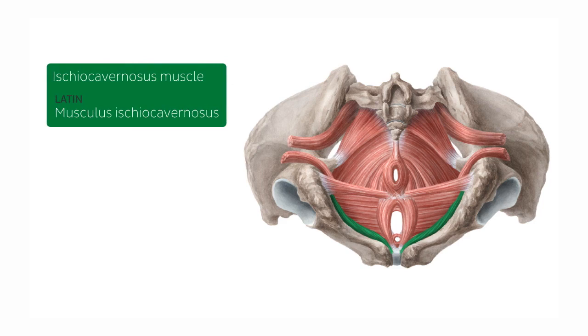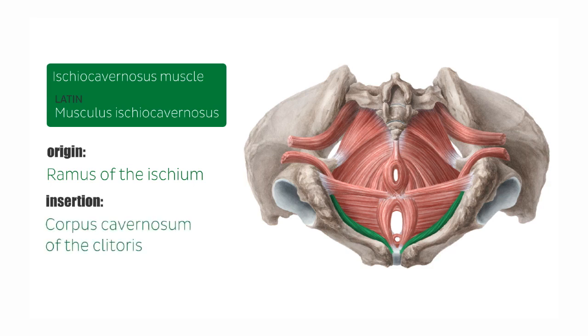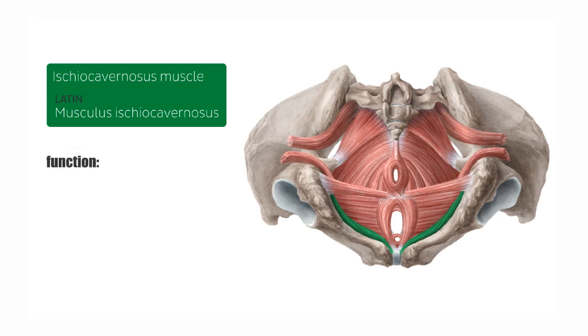Now, the ischiocavernosus is a muscle found just below the surface of the perineum, and in terms of origin point, it originates from the ramus of the ischium. The insertion of the ischiocavernosus will be the corpus cavernosum of the clitoris, and this muscle will be innervated by the perineal nerve.